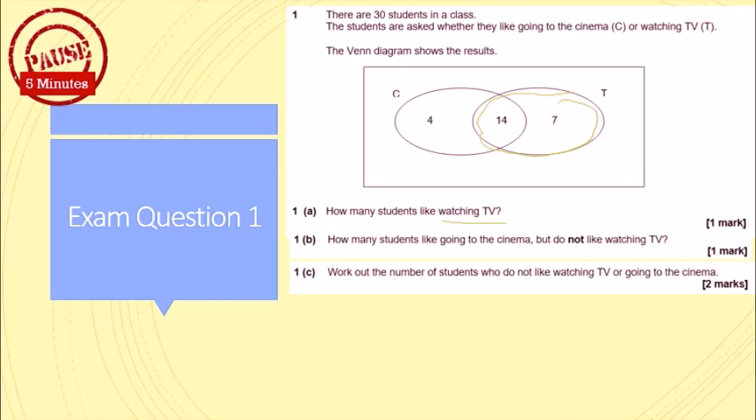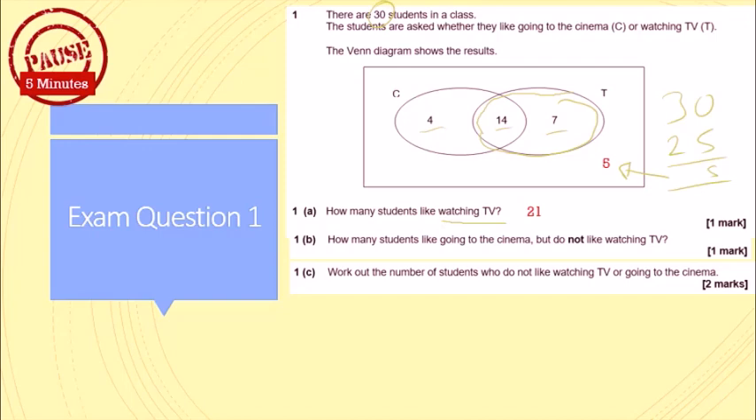Okay, and that is a total of 21. I'm sorry, I've just put that 5 there because I noticed that there are 30 students in the class altogether. So if I add up the total here, that's 25. 4 add 14 add 7 is 25. So 30 is a total. Take away 25 gives me 5. That's where that 5 came from. So 5 don't go to the cinema or watch TV.